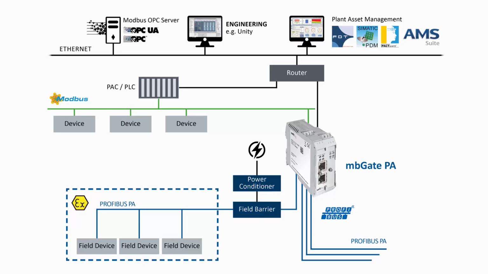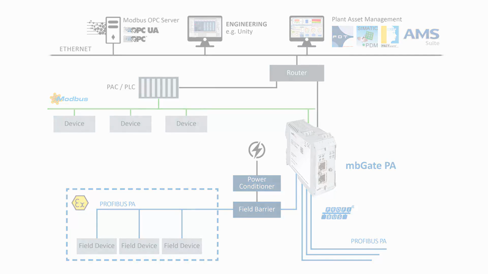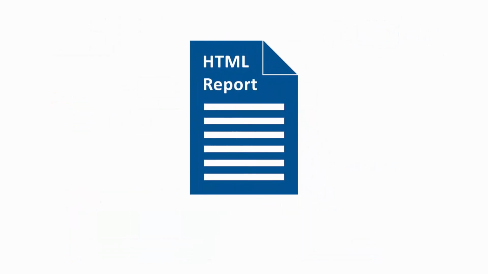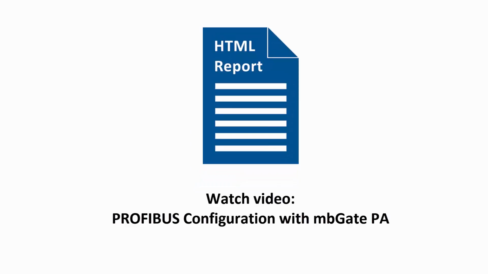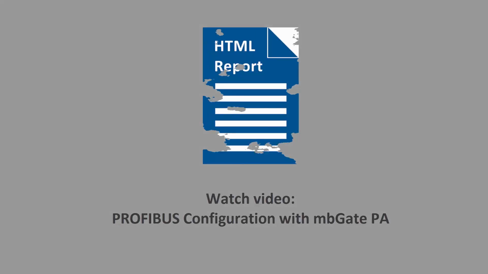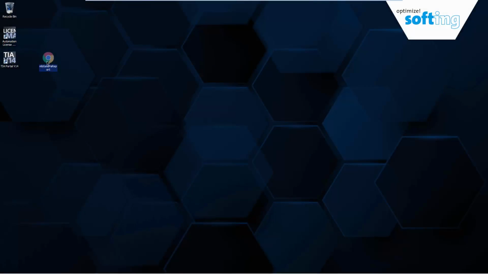In order to set up Modbus registers in TIA portal for read and write operations, you require the HTML report created via the mbGate PA. How to generate the Profibus configuration and the HTML report can be seen in the video Profibus Configuration with mbGate PA. Open the saved HTML report in an internet browser, in this case Chrome.